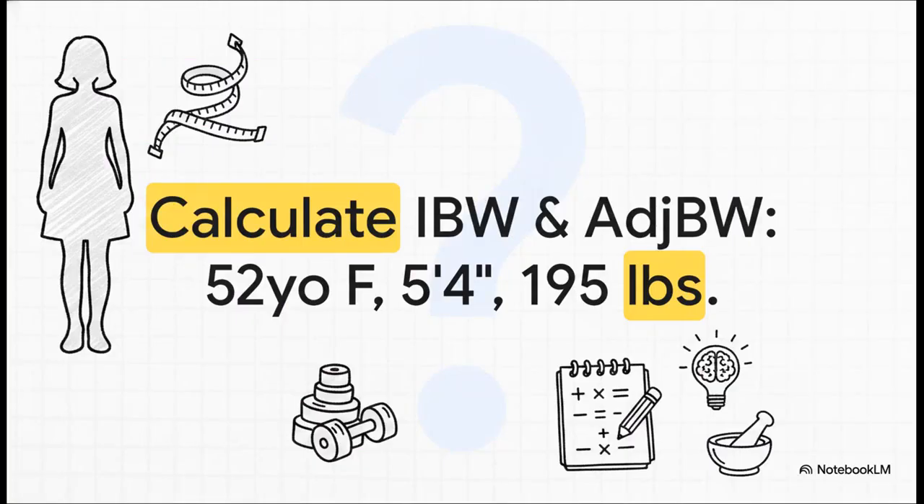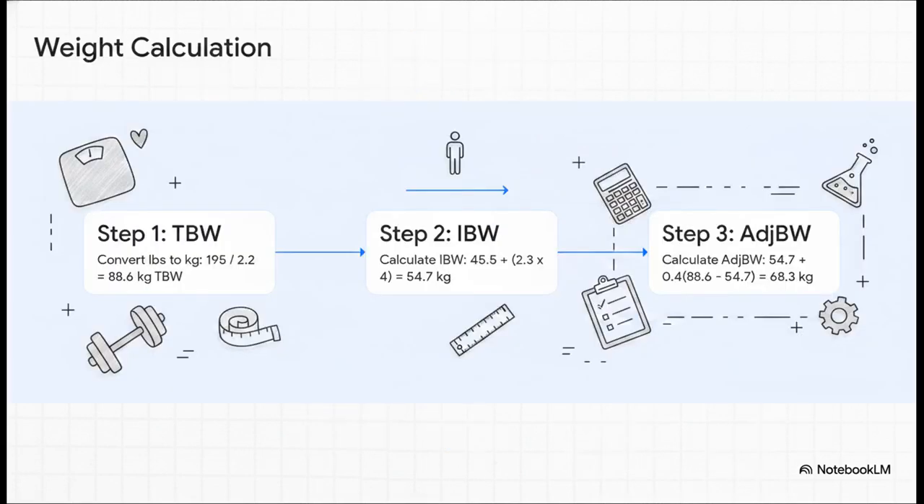Let's put this into practice with a clinical case. So, we have a 52-year-old female patient. She's 5 feet 4 inches tall and weighs 195 pounds. I want you to pause the explainer right here and try setting up the equation yourself on some scratch paper before we walk through it together. All right, let's break this down methodically.